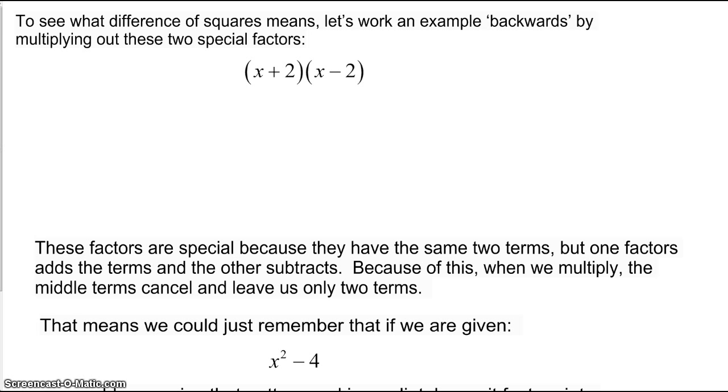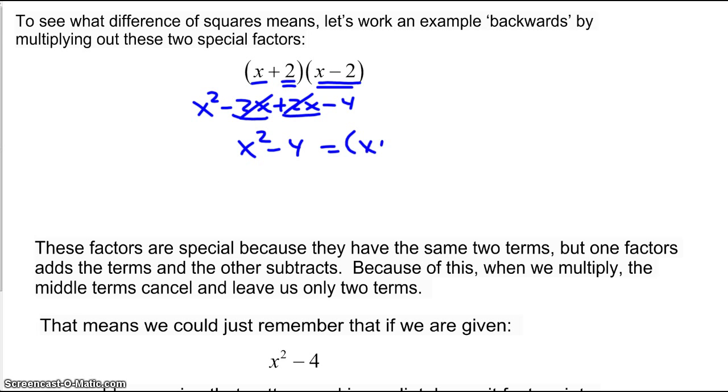So everything in here multiplied by x is x squared minus 2x. And then everything in there multiplied by the 2 is 2x minus 4, 2 times negative 2. And when I combine like terms, the negative 2x and the positive 2x, because everything was symmetrical here, they cancel out, leaving x squared minus 4, something with just two terms. Okay, so that's kind of a special situation. x squared minus 4 is the same as x plus 2 times x minus 2.